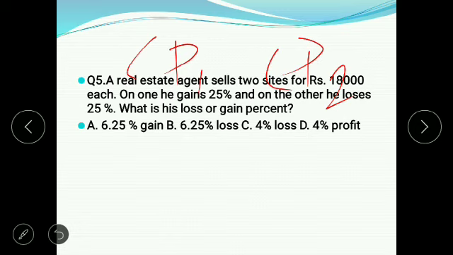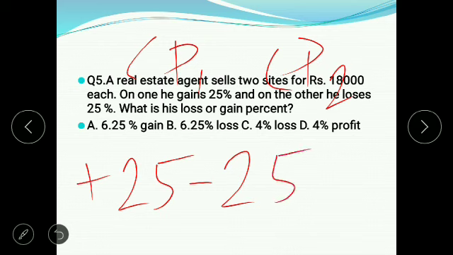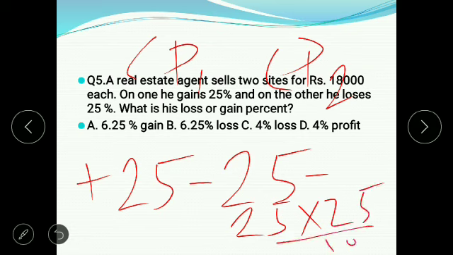But in a shortcut way, how can you solve this? There is a very basic rule: 25% gain in one, 25% loss in another, so minus 25 into 25 divided by 100. So it will be 25 times 25, 625, and 625 divided by 100, that is 6.25% loss. That will be our answer.